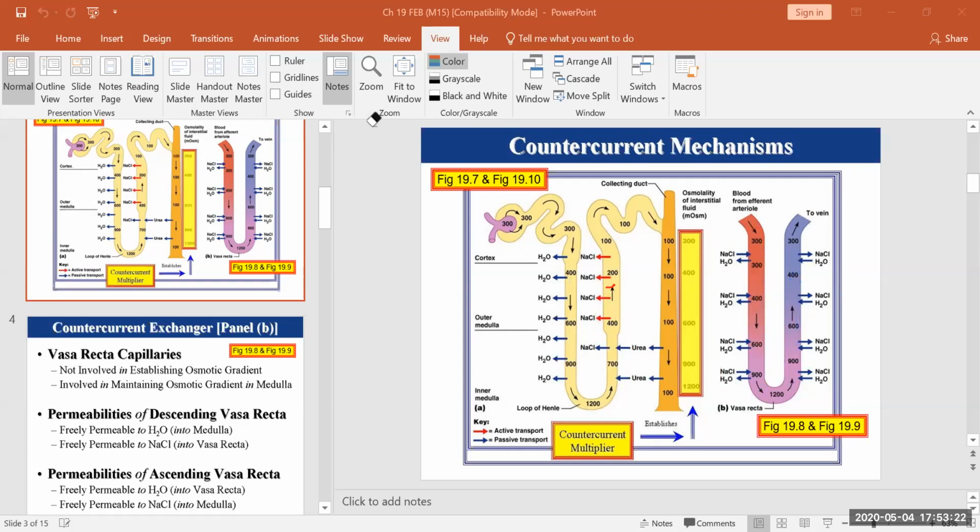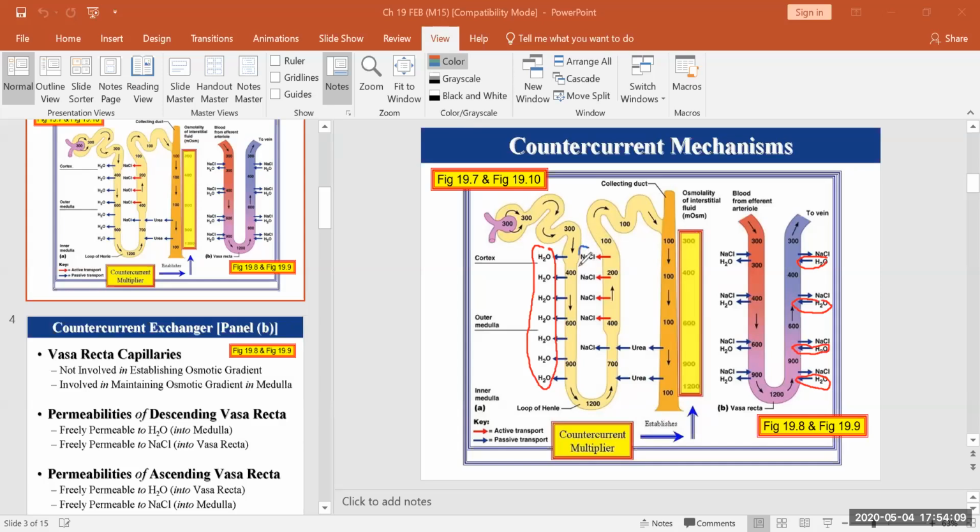If you see here, all this water, when it's leaving, needs to go somewhere. Otherwise, it's going to dissipate. So when the water is leaving the descending limb of the loop of Henle, it will be received over here. So water will go into the ascending limb of the vasa recta. Same thing over here.